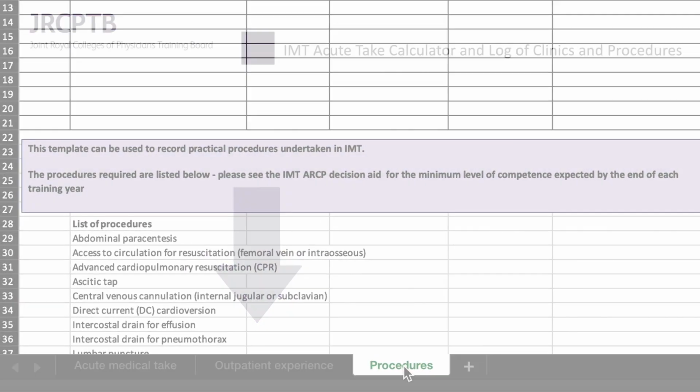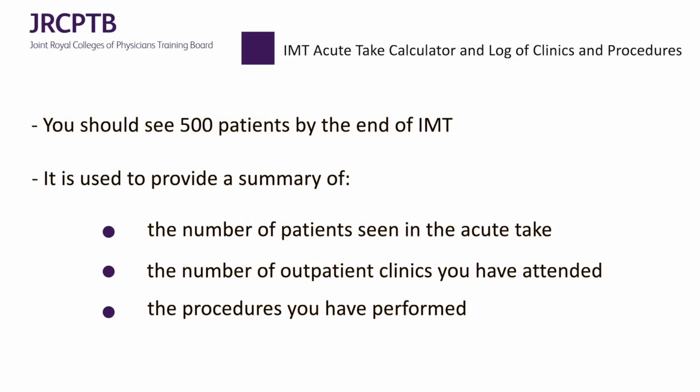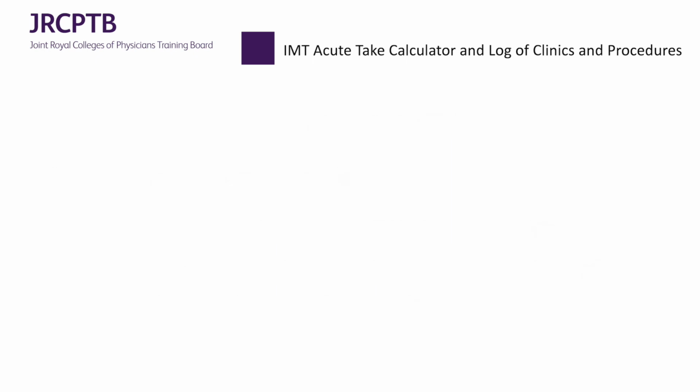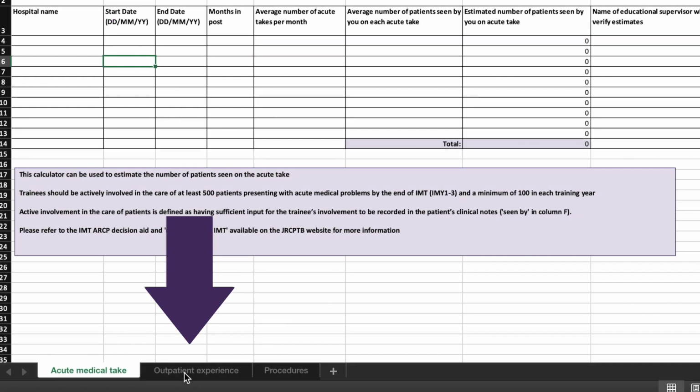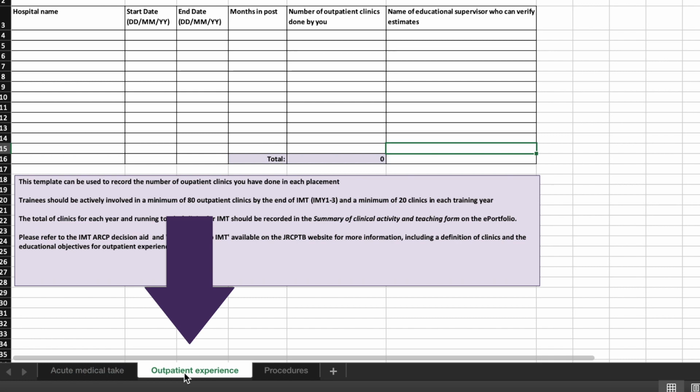The Acute Medical Take Experience Calculator allows you to document how many patients you review whilst on call. This is defined as input being sufficient to have your involvement documented in the patient's notes. By the end of IMT, you should have seen 500 patients, with a minimum of 100 each year. The calculator means that remembering individual names and cases is not necessary, but keep track of the number of patients that you see. The log for outpatient clinic attendance is in the second tab, following a similar layout.